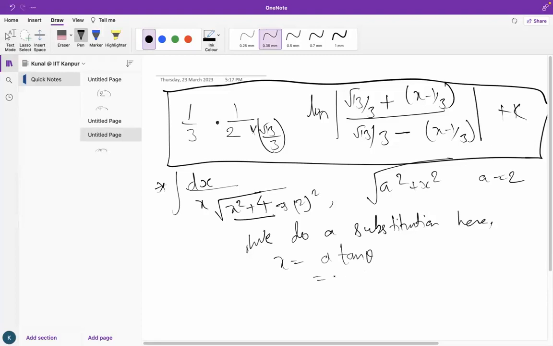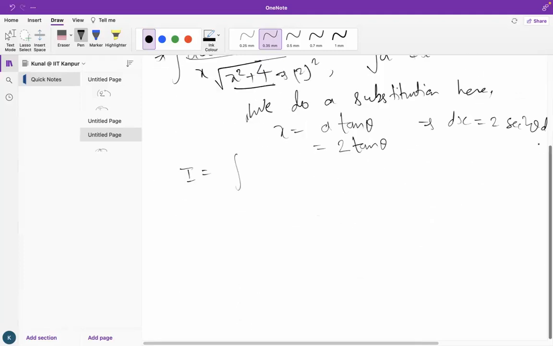Okay, and here our a is 2, so x = 2 tan theta, right? I hope you all understand this. Then try to convert to our new integrand. Here dx is 2 sec square theta d theta. When we put the value of x and dx in our given integrand, we get 2 sec square theta d theta as our dx, over 2 tan theta and then 4 tan square theta plus 4.